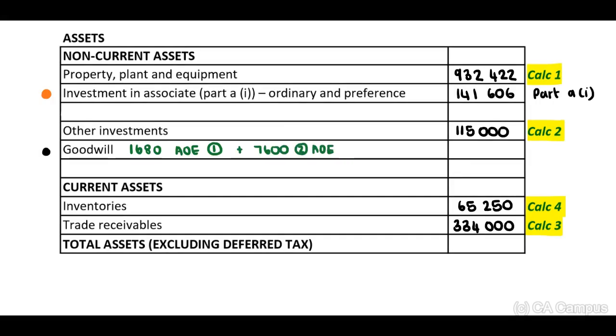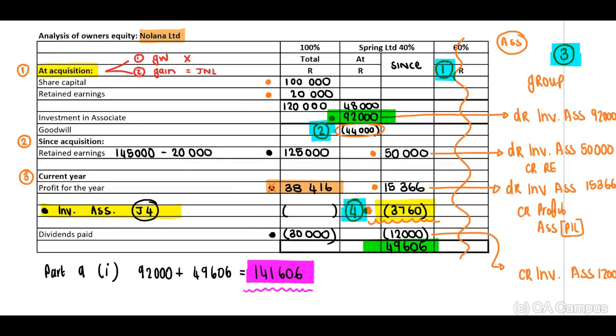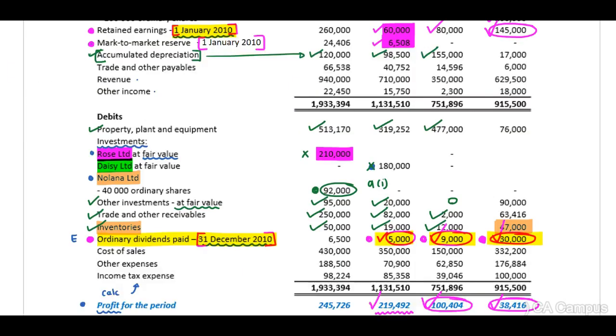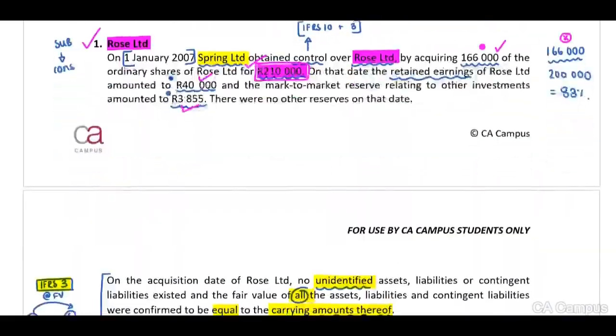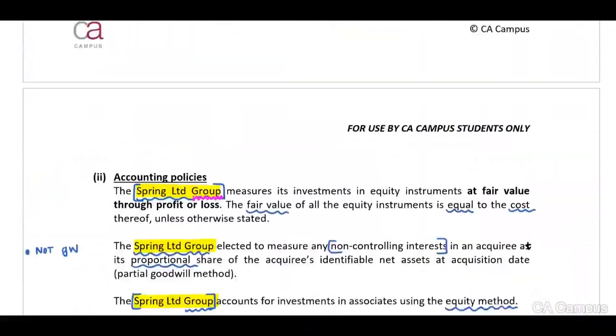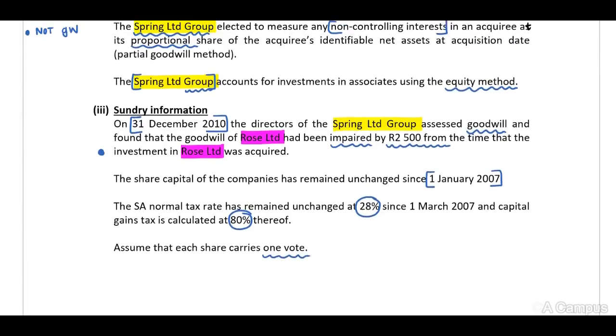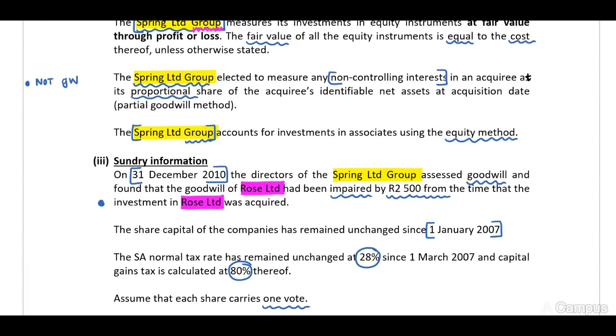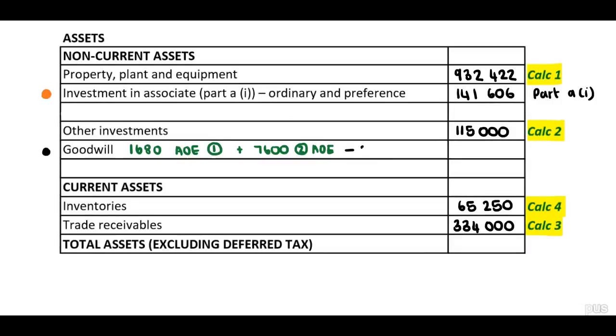And number 3, Nulana. Do we recognize the goodwill? No, because this is an associate. Then when you refer to the question, you will remember in the additional information at the bottom, they've indicated to us sundry information that on 31 December 2010, the directors of Spring Limited Group assessed goodwill and found that the goodwill of Rose had been impaired by 2,500. Therefore, we need to transfer this, minus 2,500. And our total goodwill will be 6,780.